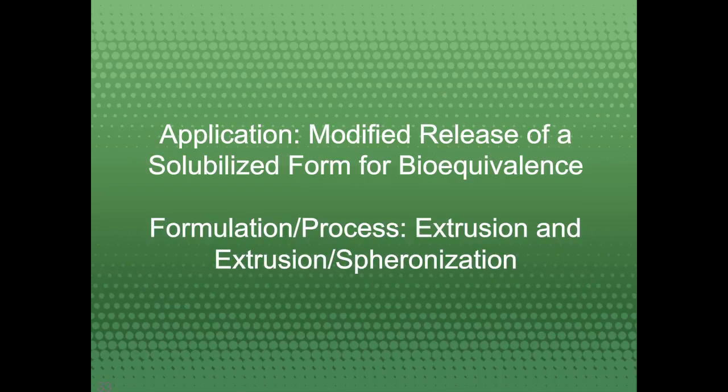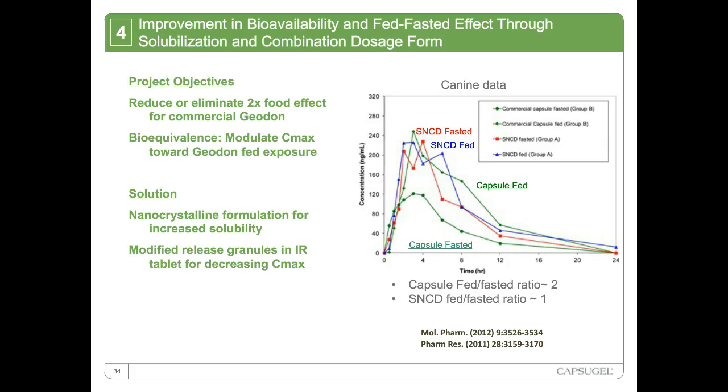In this case study, the target product profile included two main objectives: a decrease or elimination of a food effect to help the efficacy and compliance of the schizophrenic patient population that this drug was aimed at. Secondly, the desire was to be bioequivalent to the existing Fed formulation to meet an established therapeutic window balancing the known safety and efficacy of this product.